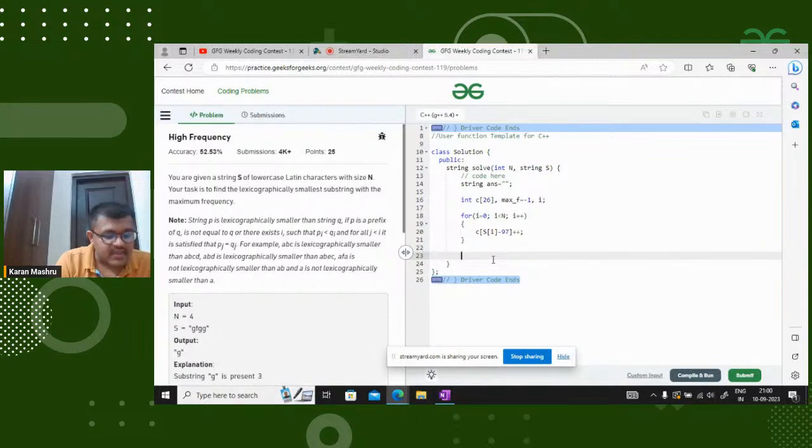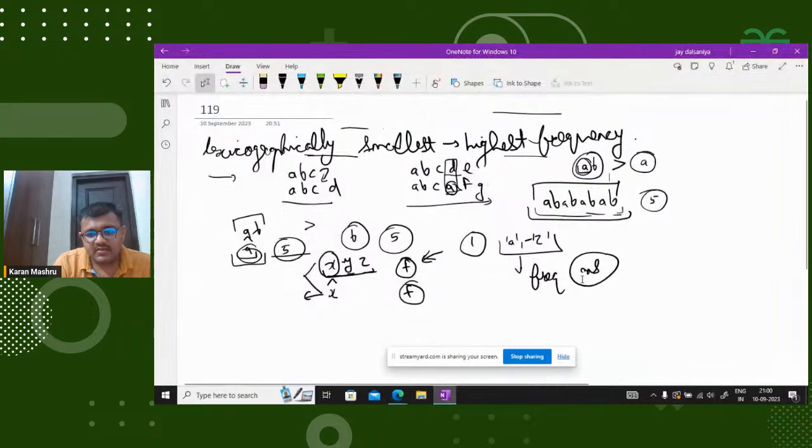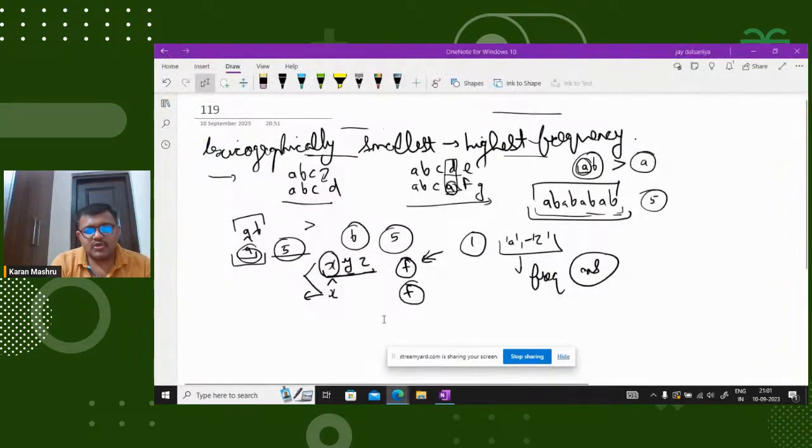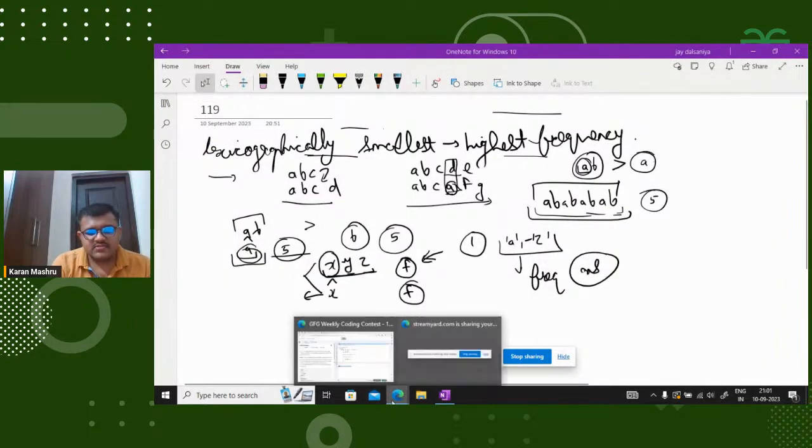Frequency 4 for AB. Okay, so someone has a doubt in this example, I think. So here AB is there 5 times, no? AB, AB, AB, and AB, right? Okay.